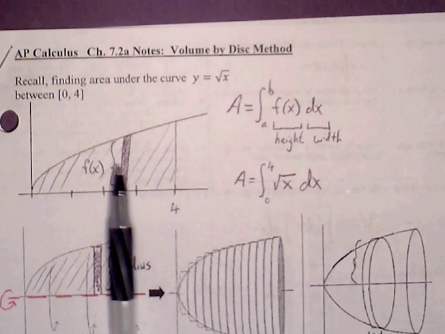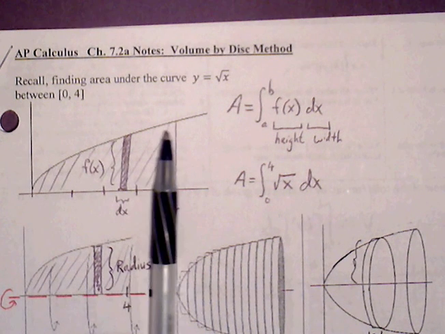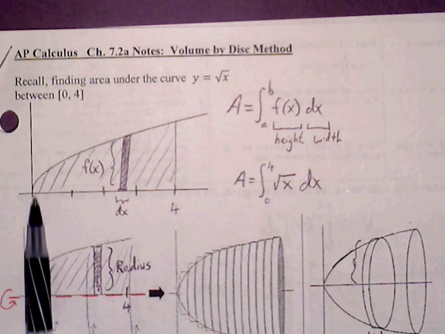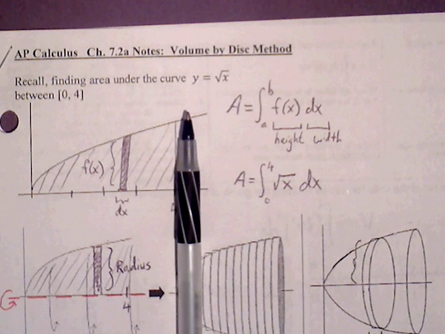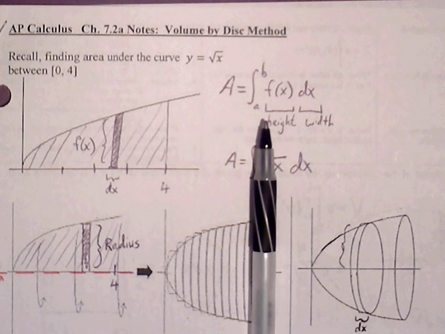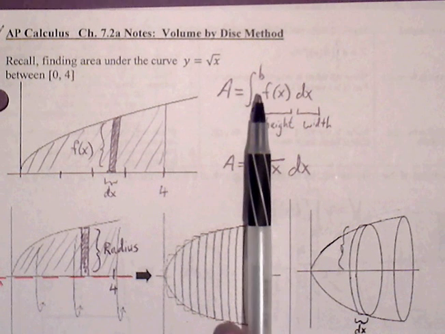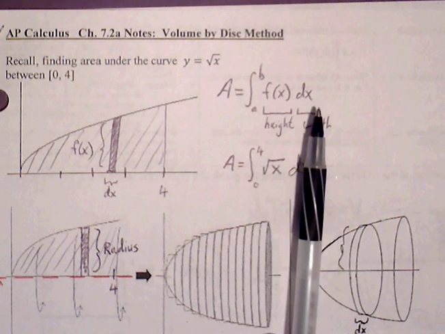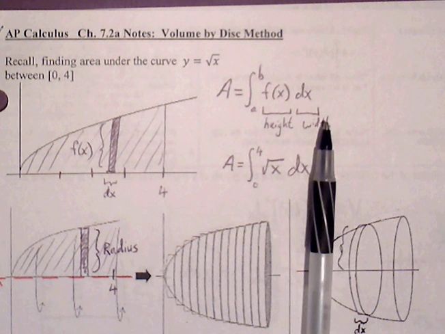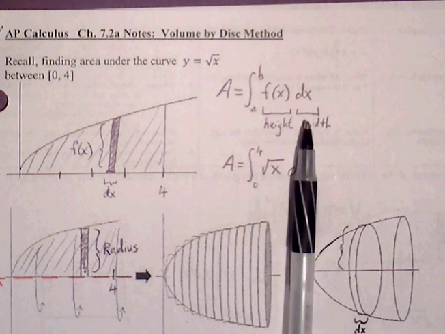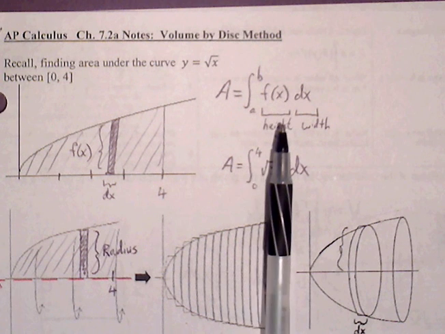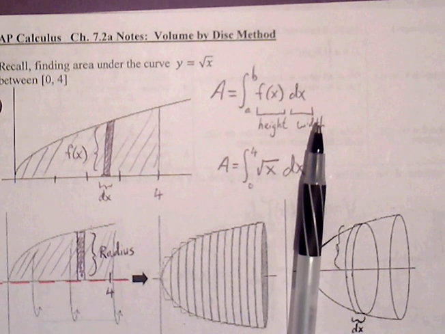So let's say we have the shaded region here bounded by y equals square root of x, y equals 0, which is the x-axis, the vertical line x equals 0, and the vertical line x equals 4. If we put it into integral notation, area will be represented as the definite integral from a to b, left bound to right bound, f of x dx. So this f of x represents the height component of this rectangle, and the dx represents the width component. So we see the height and the width portions in this definite integral formula.